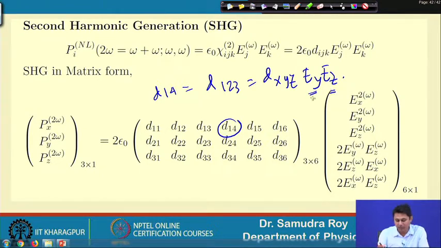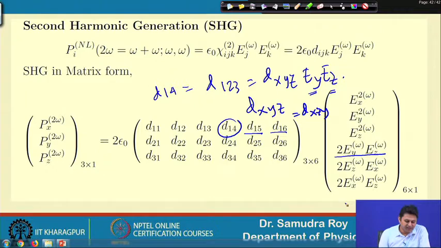So, another term will come where we should have this is z, and this is y, but in both the cases we know, from the permutation symmetry, that d of x of y z is equal to d of x of z y. So, we should not bother about that. Since there will be 2 terms, 2 multiplied by E y E z will be here corresponding to the d 1 4 term. In a similar way, for d 1 5 and d 1 6 we have all the terms here.